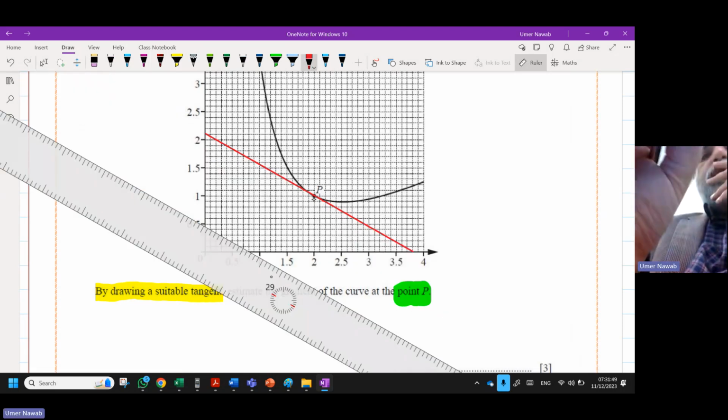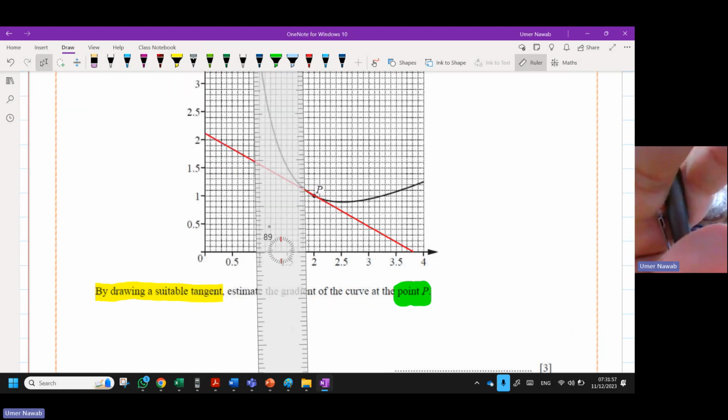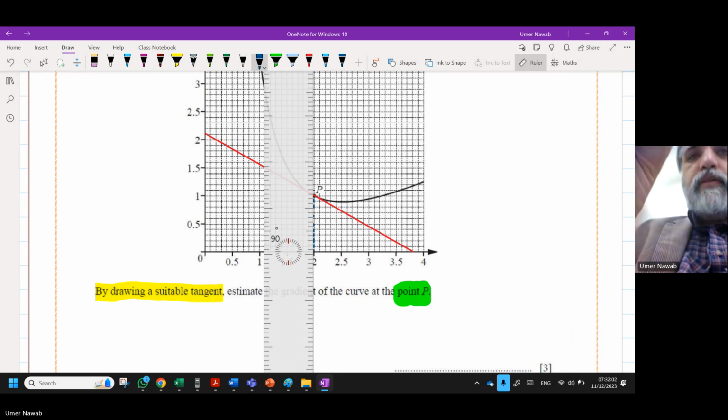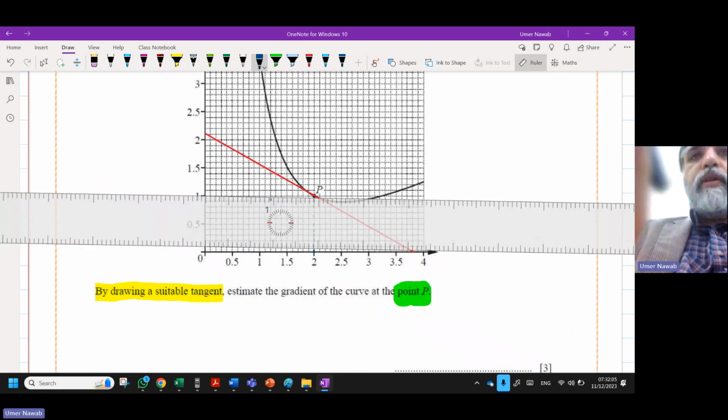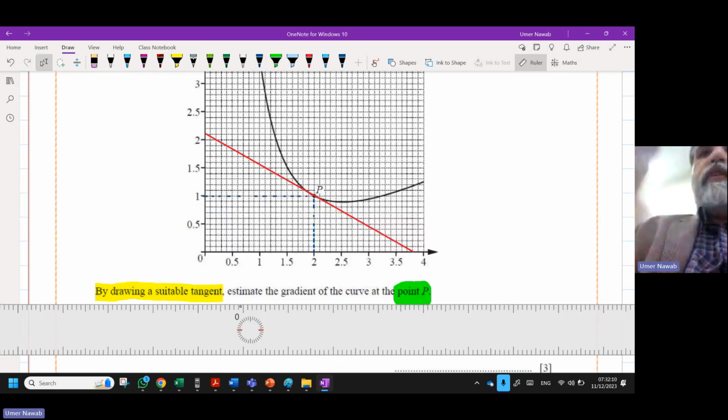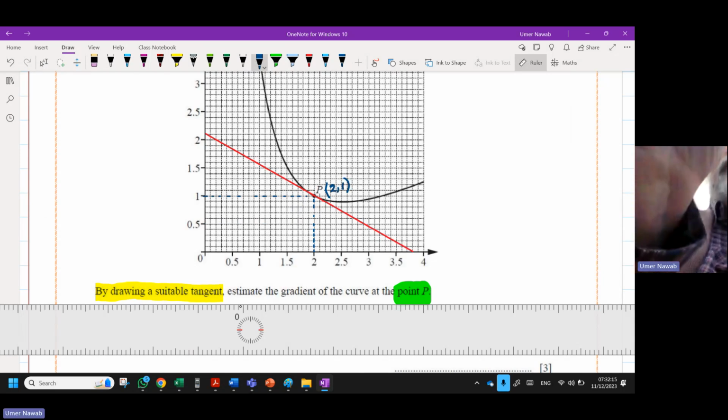Now this is touching the curve at point P. Note down this point. You want to see what is the x coordinate of point P. The x coordinate of point P is 2, and the y coordinate of point P is 1. So the first point is (2, 1). Second, I can use this point since it is on the y-axis, so the x coordinate is 0 and the y coordinate is 2.1.